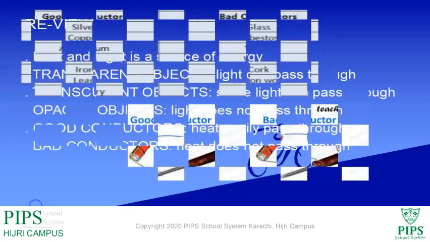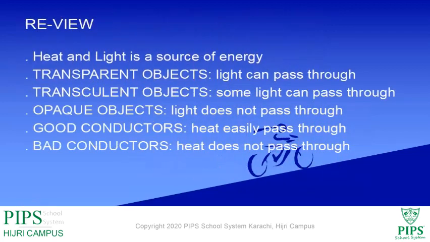Okay. Now we will review our topic. Heat and light is a source of energy. Transparent objects are those objects that light can pass through. Translucent objects mean some light can pass through, and opaque objects mean light does not pass through. In good conductors heat passes through easily, and in bad conductors heat does not pass through.